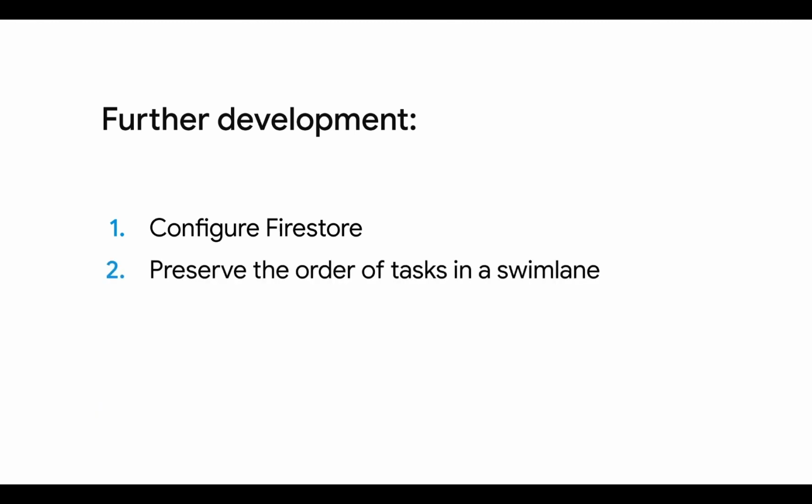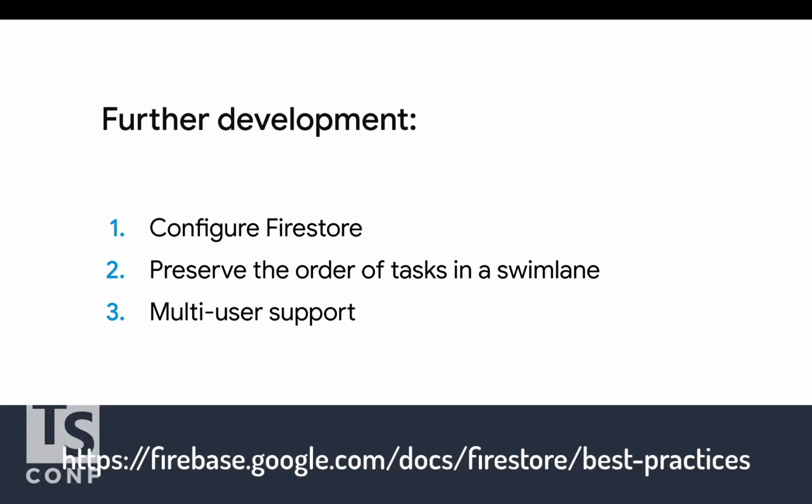Another thing to keep in mind is that currently we don't preserve the order of the individual tasks in a particular swim lane. To implement this functionality, you can use a metadata field keeping track of the position a given task has compared to other tasks in the swim lane. Additionally, we built the Kanban board for only a single user, which means that we have only a single Kanban board for anyone who opens the application. To implement separate boards for different users of the application, we'll also need to change the structure of the database. You can learn more about Firestore's best practices here.